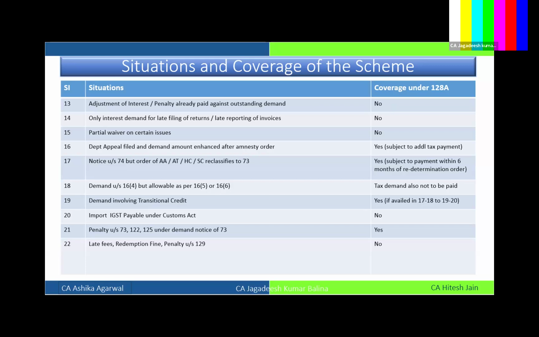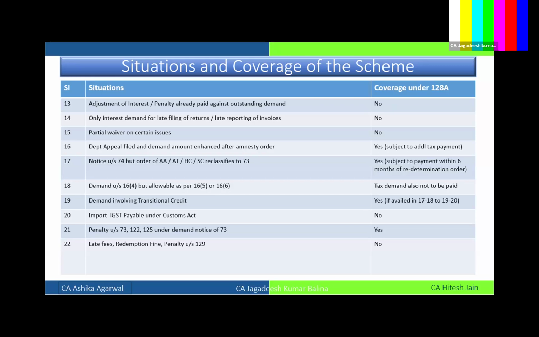And demand involving TRAN credit. So if you have any TRAN credit in those periods, then also it will fit under this scheme. And import IGST. If you see the import IGST, it is governed by the Customs Act, not under the GST Act. So if there is any dispute with respect to the import IGST, in that case, you cannot opt for this scheme.